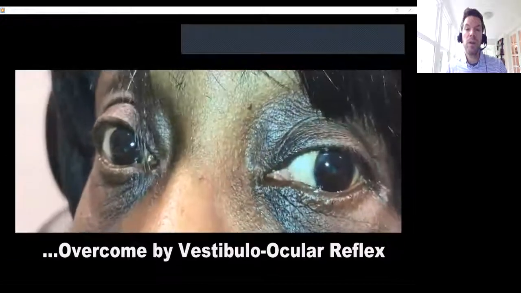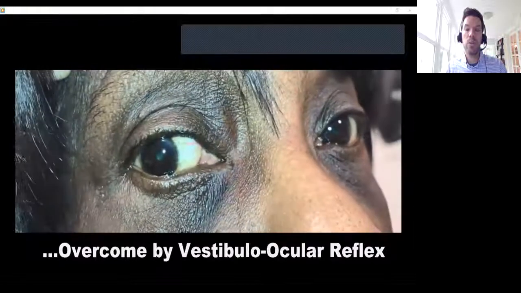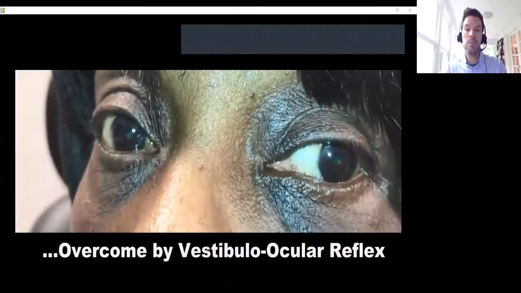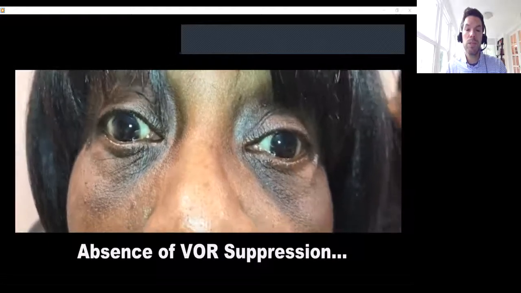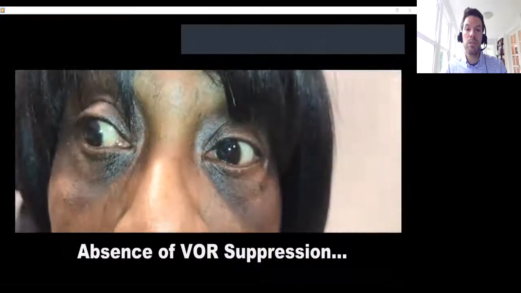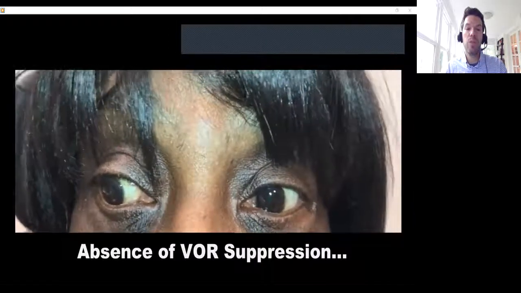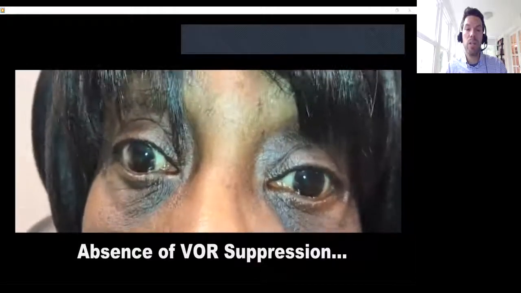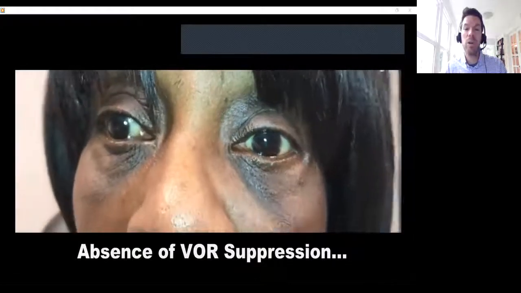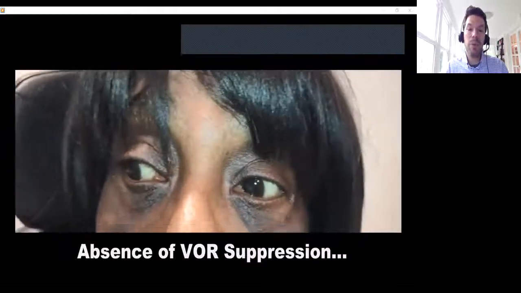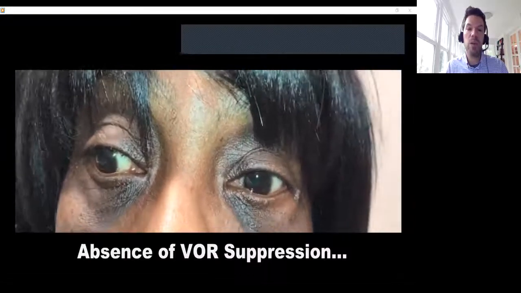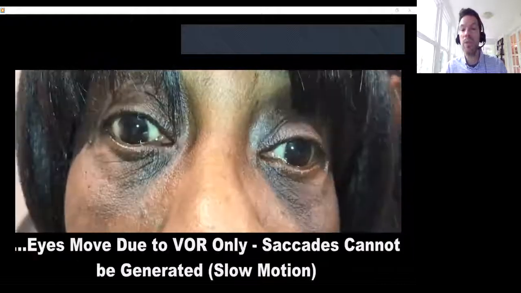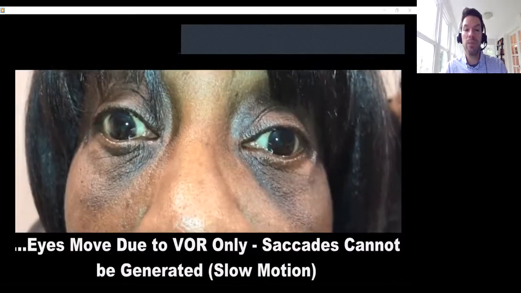Right at the light. And now I have her in a swivel chair. Look right at the light of the camera. So she's looking at the target. Her VOR works, but she can't turn off the VOR, no VOR suppression. So this is what would happen if you couldn't suppress the VOR. Your eyes would just move with the VOR in one direction.